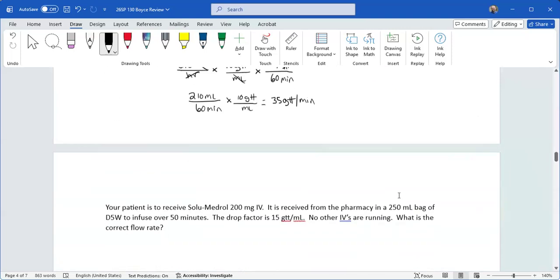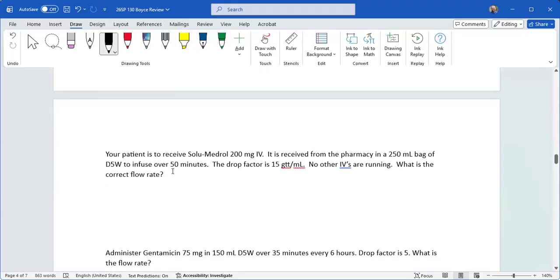So for practice, go ahead and try this question right here, the Solu-Medrol question, and then let me know what you get as a drop rate.